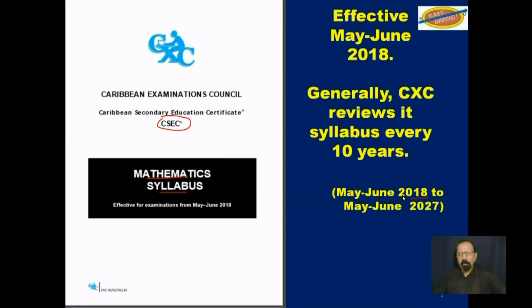We continue with the mathematics syllabus for CSEC 2018 to 2027, or unless revised.